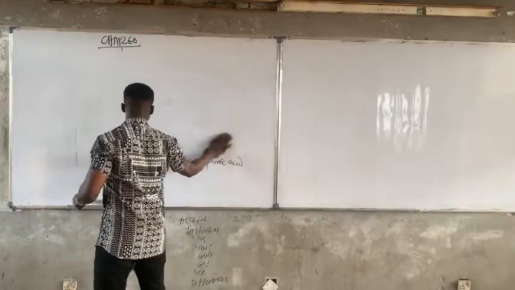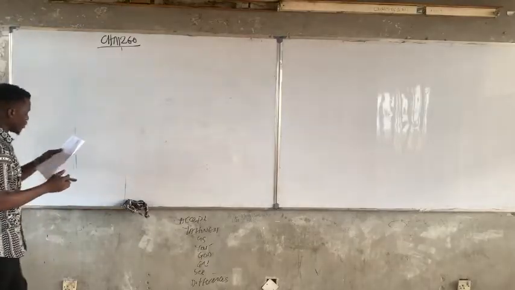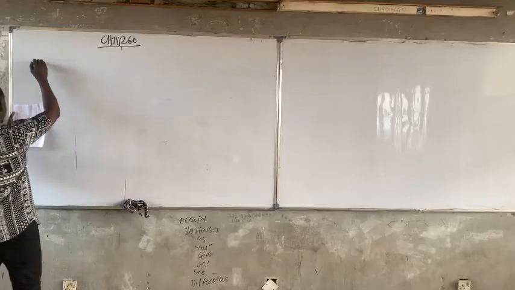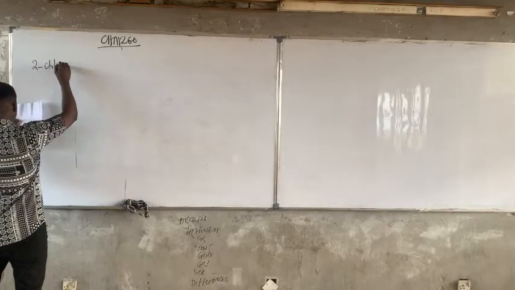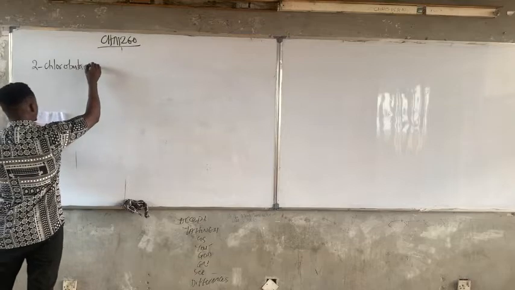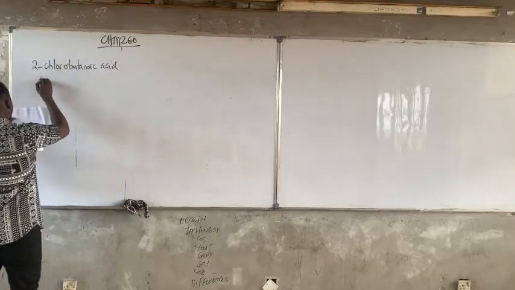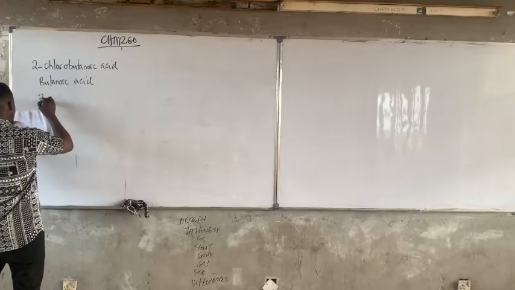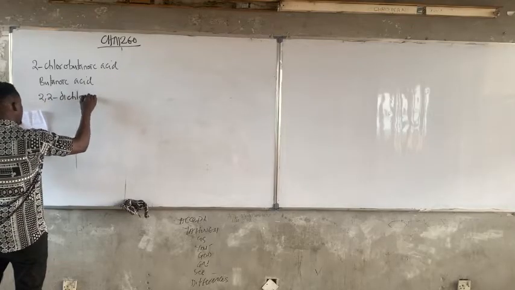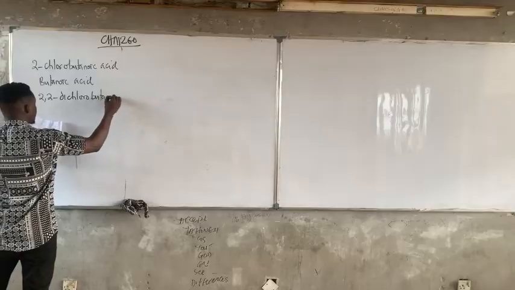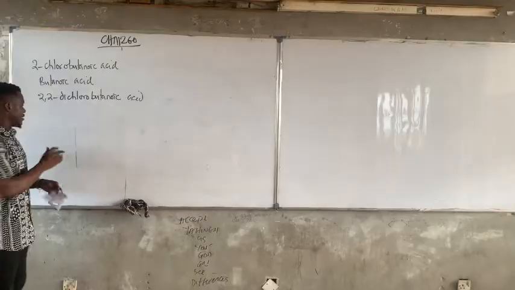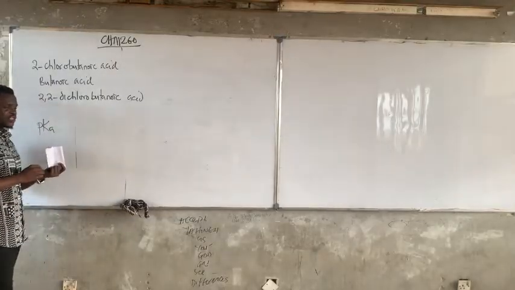Let me pause and review my map. All right, so let's start with question number 23. Which of the following will have the highest pKa value? We have 2-chlorobutanoic acid, butanoic acid, and 2,2-dichlorobutanoic acid.